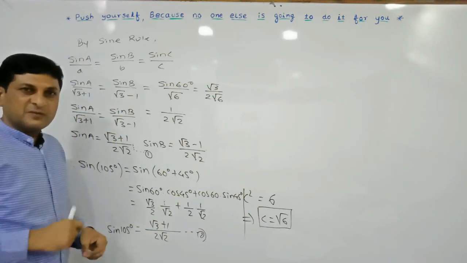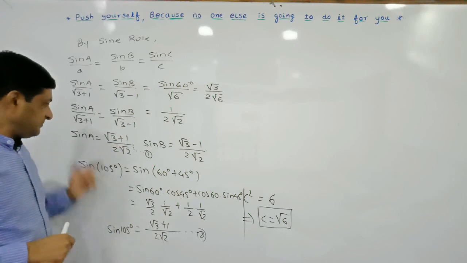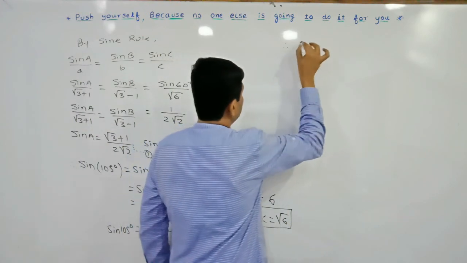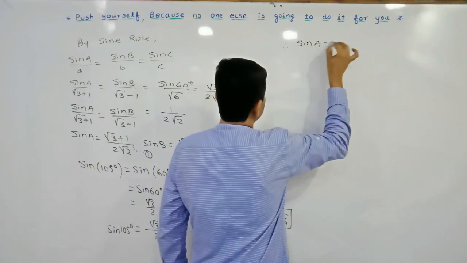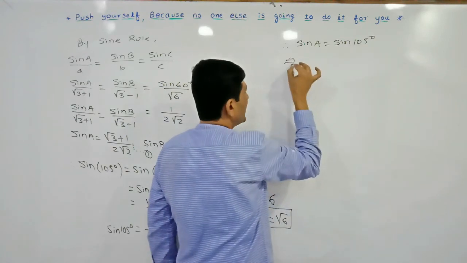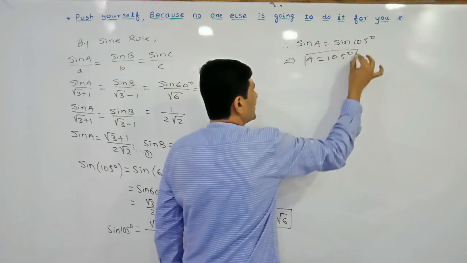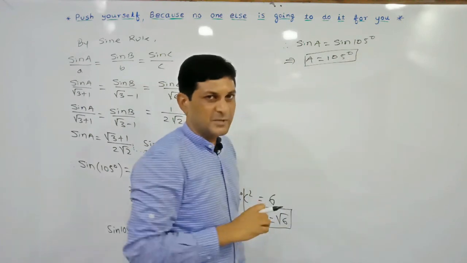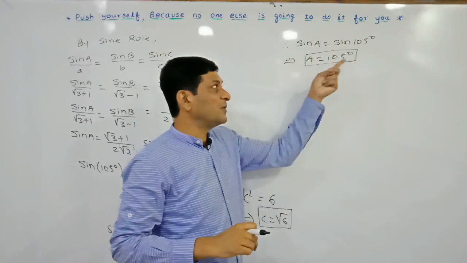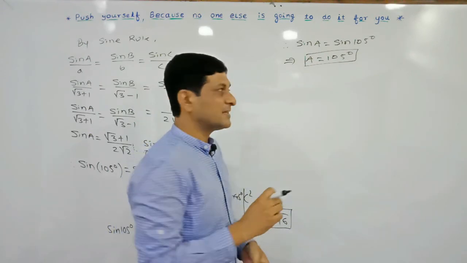Now if we observe equation number first and second, their left hand sides are same. That's why we can say that their right hand sides are the same. Right hand sides are same means what will we get? Sine A is equal to sine 105 degrees, which implies that A is equal to 105. So in this way we have got angle A of this triangle ABC. Now two angles are known to us. B is already given, A is equal to 105. So the third angle can be found by applying the angle sum property.